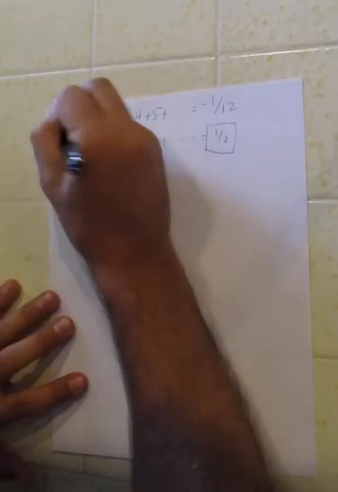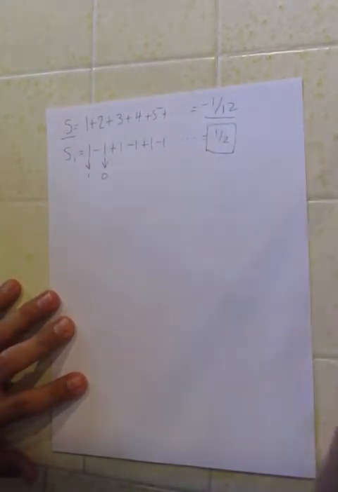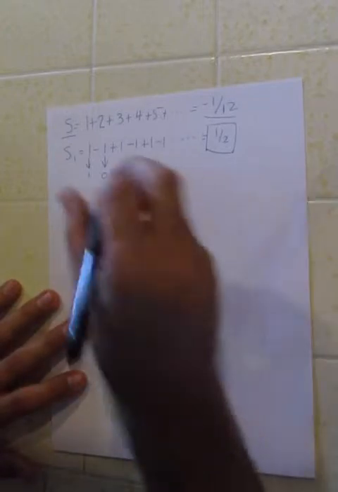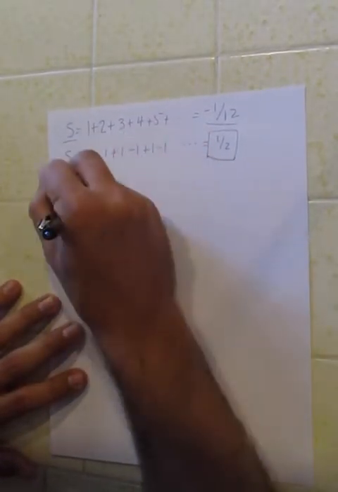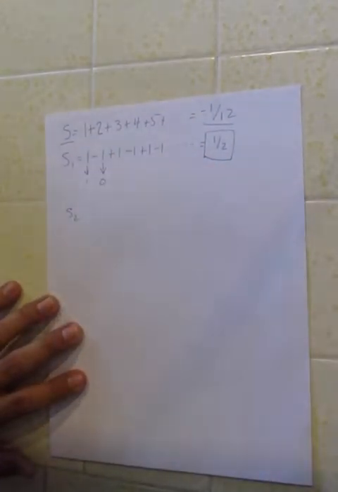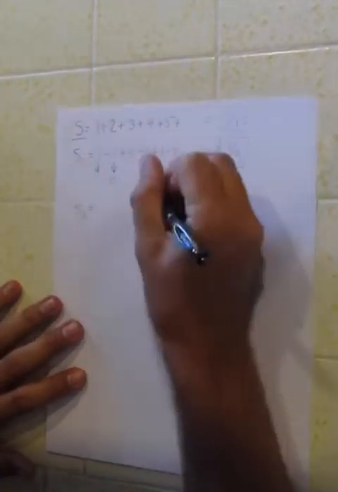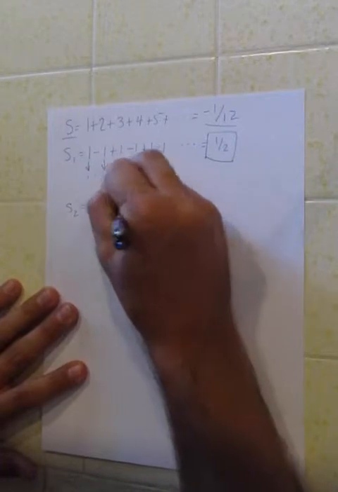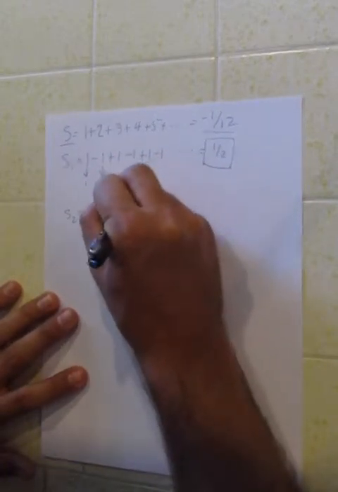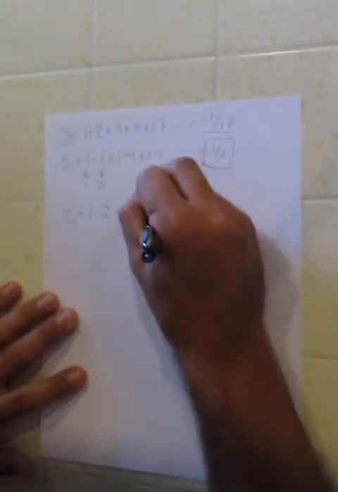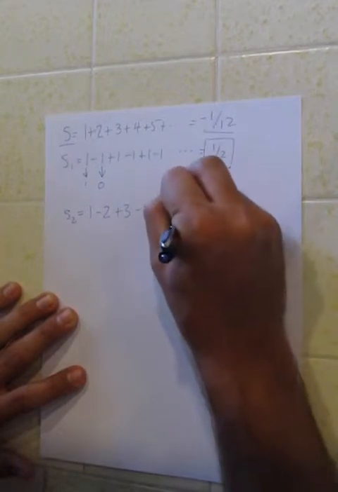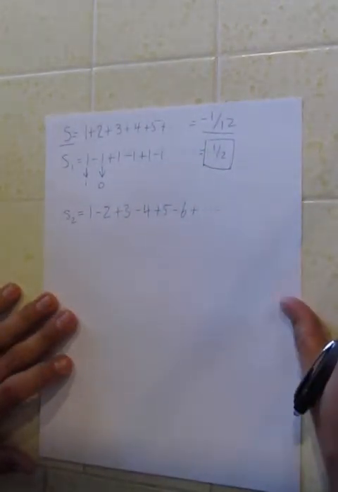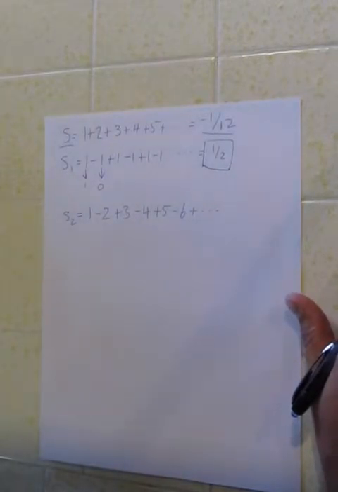I'm trying to prove that S is equal to -1/12. And so I also want to introduce another series, S2, which is equal to 1 minus 2 plus 3 minus 4 plus 5 minus 6, so on and so forth. Okay? So I have this series.